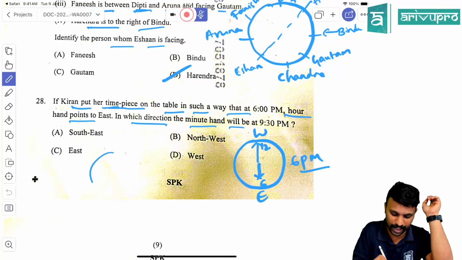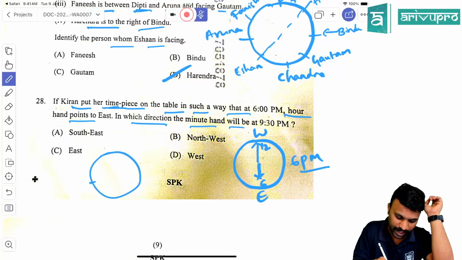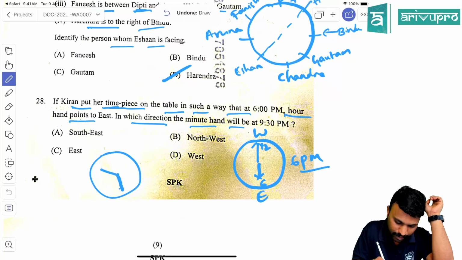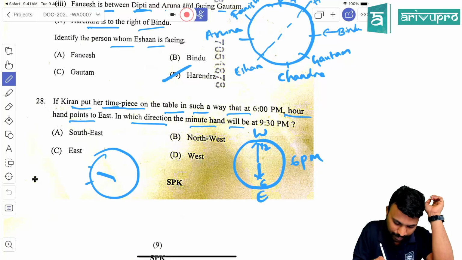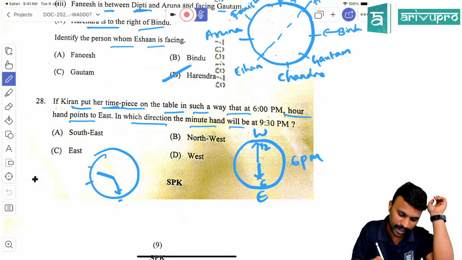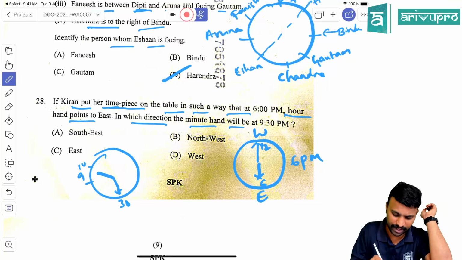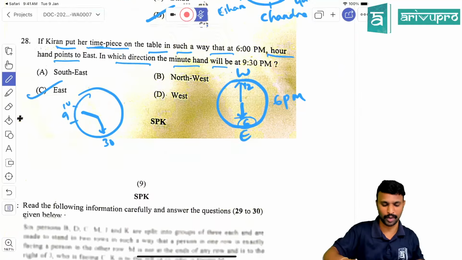At 9:30 p.m., definitely the hour end will be between 9 and 10. Let's say here, and the minute hand will be at 30. This is 9, this is 10, between 9 and 10. So that means definitely the minute hand will be facing which direction? 6 basically means east. So the answer for this question is option C.